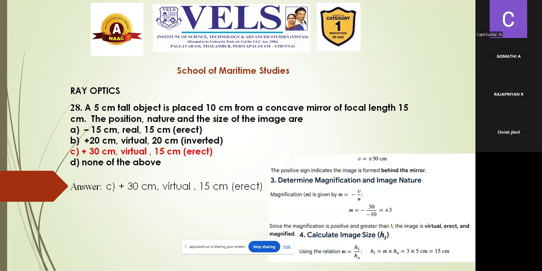Our next question is: a 5 centimeter tall object is placed 10 centimeter from a concave mirror of focal length 15 centimeter. The position, nature and size of the image are: option A is minus 15 centimeter, real and 15 centimeter, erect. The answer is option C, 30 centimeter, virtual and 15 centimeter, erect.